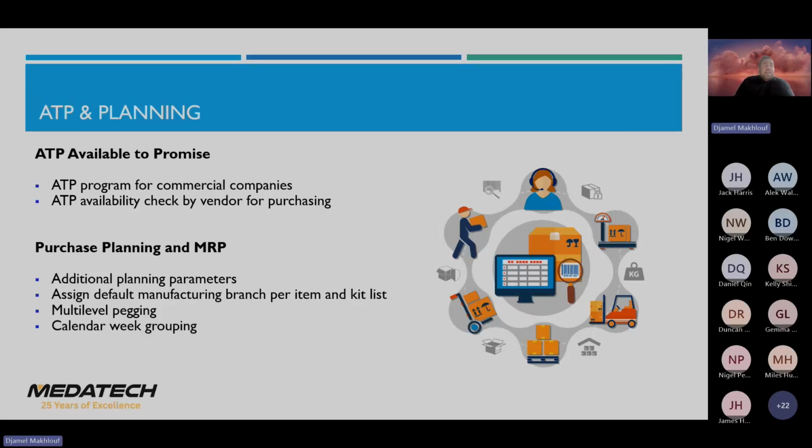Okay, on to ATP and planning. In previous releases, Priority's already added the available to promise planning capability for the manufacturing system, and in this version they've extended it to our commercial system as well.